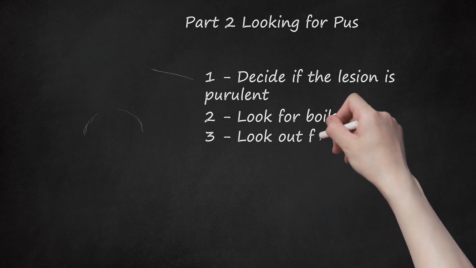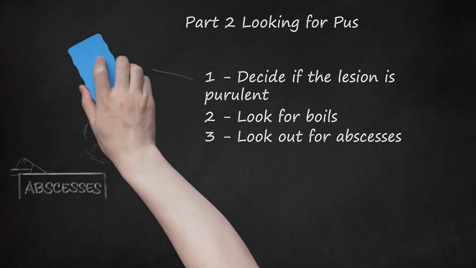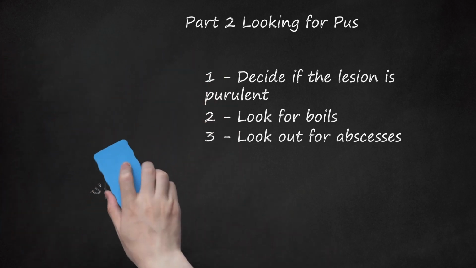3. Look out for abscesses. An abscess is a painful pus-filled lump in or under the skin. An abscess might require surgical drainage in addition to antibiotics. Keep an eye out for carbuncles. Carbuncles are large abscesses that have pus draining from them.